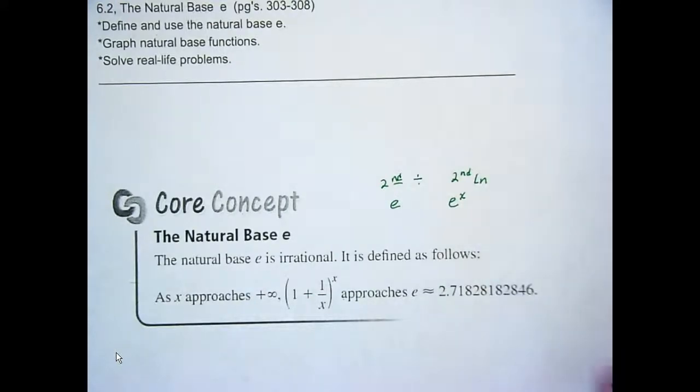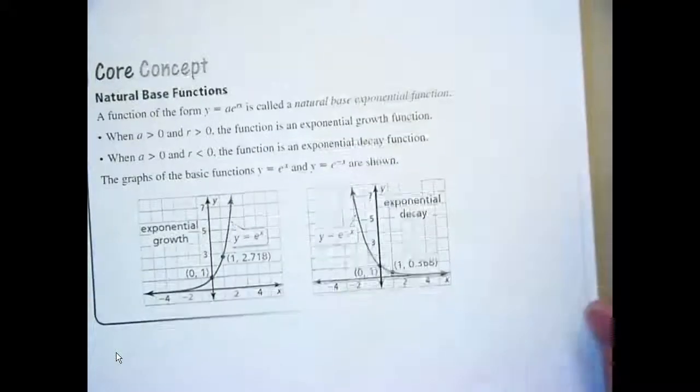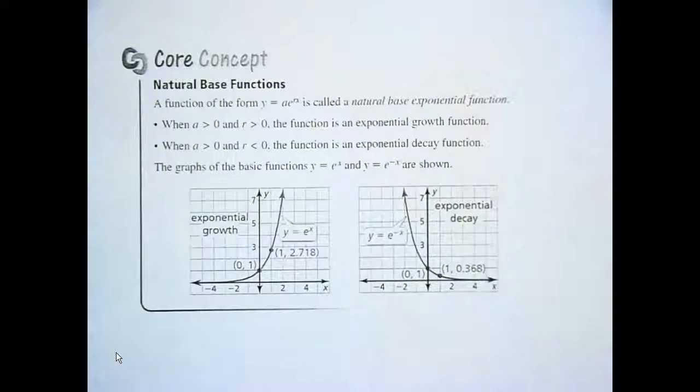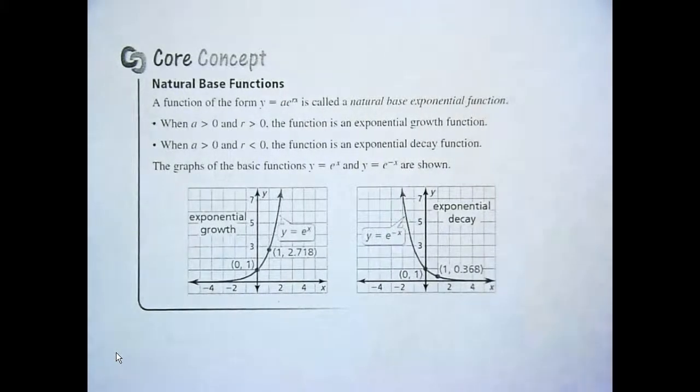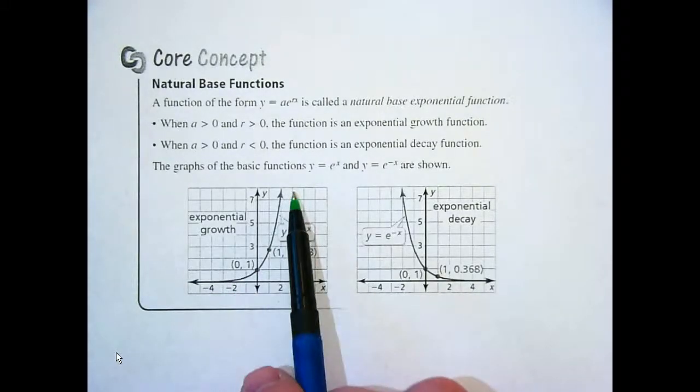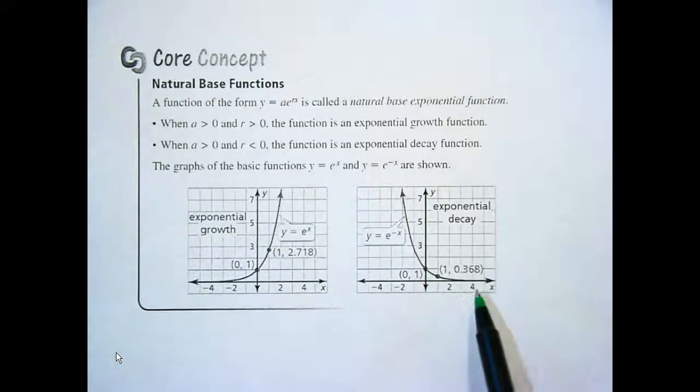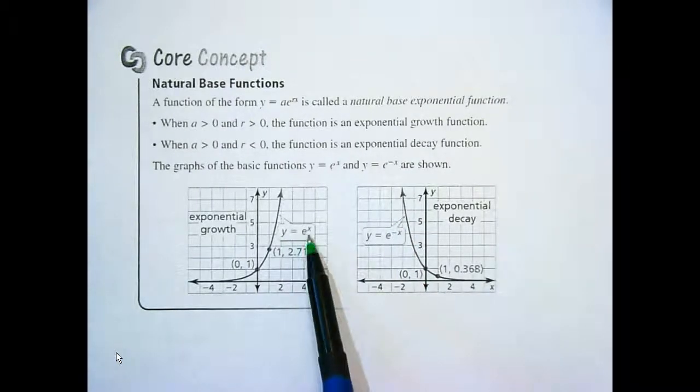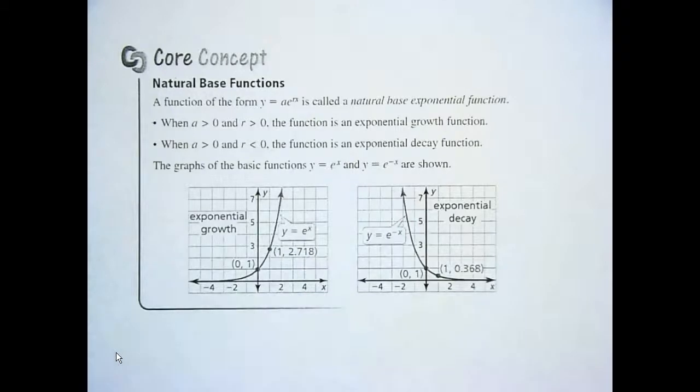E is usually a lot outside when you're dealing with sciences. We will use it in continuously compounding interest, which we'll talk about in a minute. But to be clear, e can be in a growth function and e can be in a decay function. When e is to a positive power, it's a growth function. When it's to a negative power, it's decay.